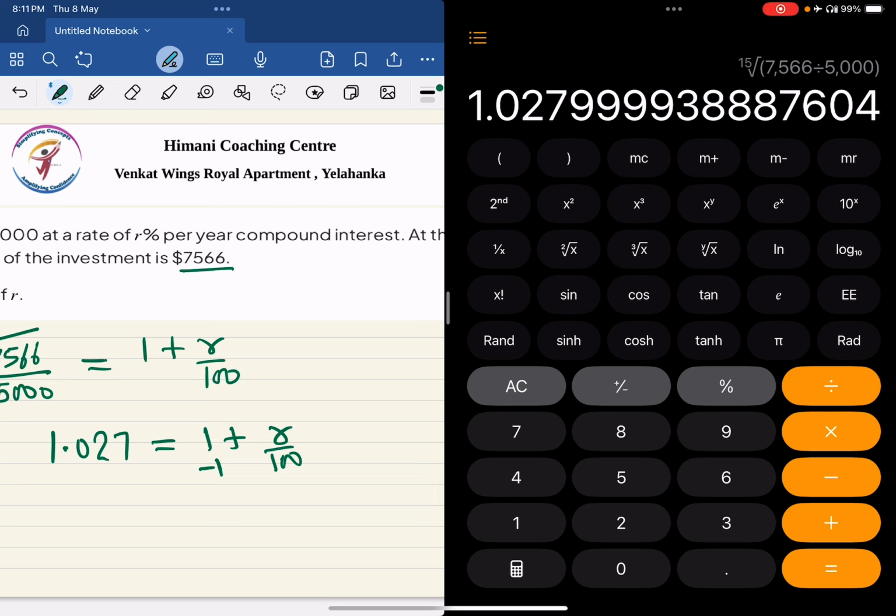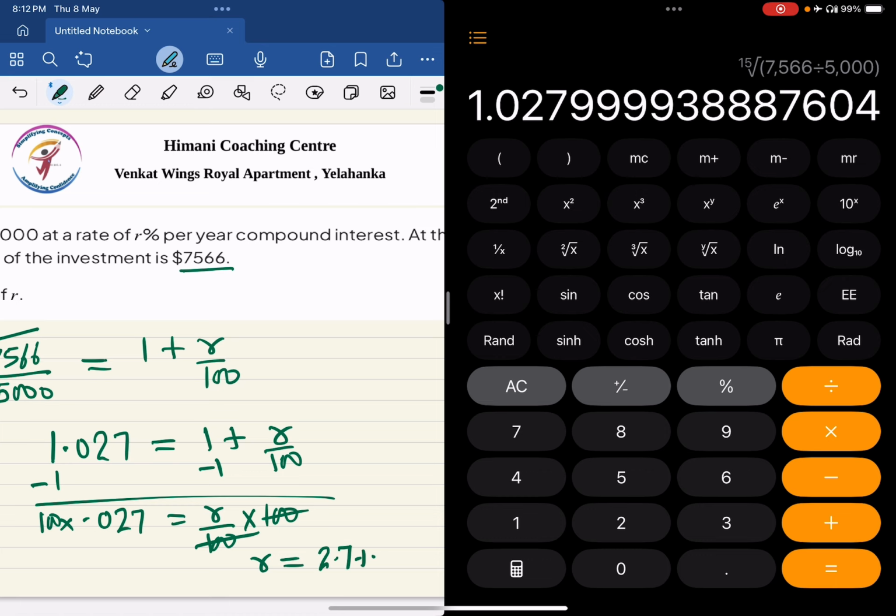Now we have to do minus 1 here to get rid of that. So we get 0.027 equals R by 100. Now in order to get rid of 1 by 100, multiply both sides by 100. Okay, so R is equal to 2.7%. I hope it is clear to you.